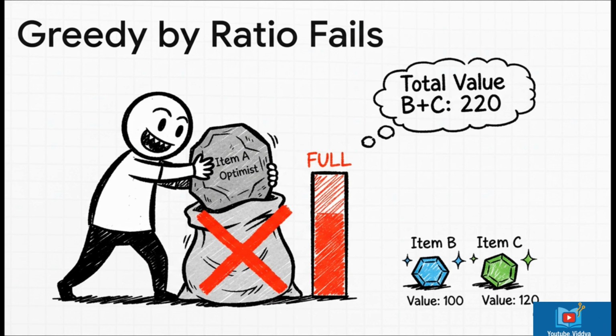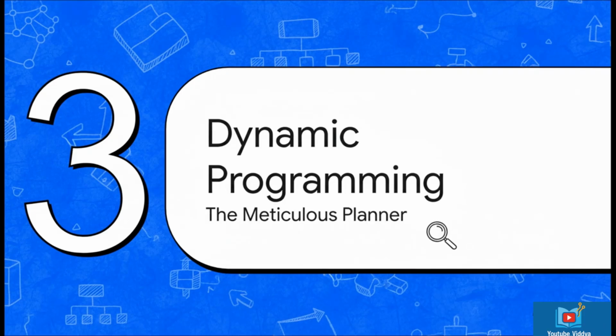And in doing so, you might block yourself from picking 2 or 3 other smaller items that, when you add them up, would have given you a much higher total value. The greedy choice here actually hurts you in the long run. Our optimist has failed. So when the optimist fails, we need a new hero to step in.